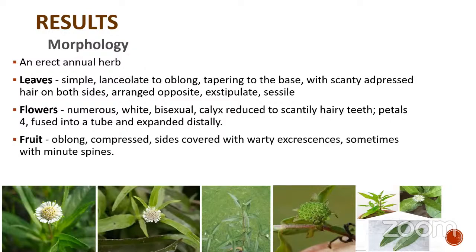Flowers of Bhangra are numerous in number, they are white in color, bisexual, calyx reduced to scantily hairy teeth, and petals are 4, which are fused into a tube and expanded distally. The fruit of the plant is oblong in shape, compressed, sides covered with warty excrescences, sometimes with minute spines. The seeds of Bhangra are dark brown in color and hairy. Roots are also well developed.